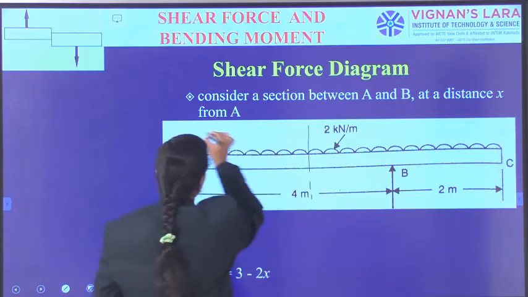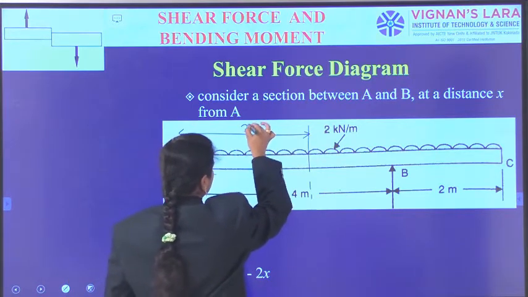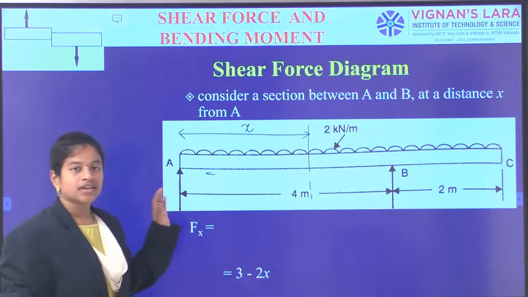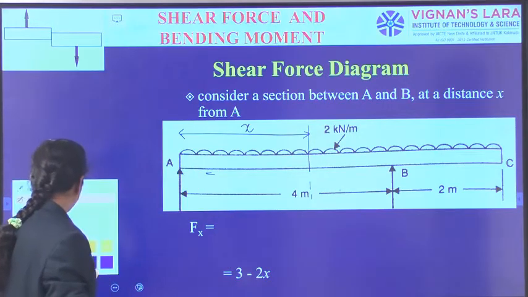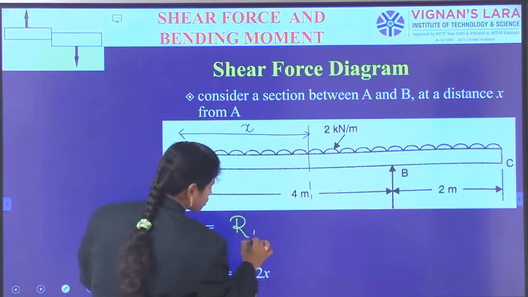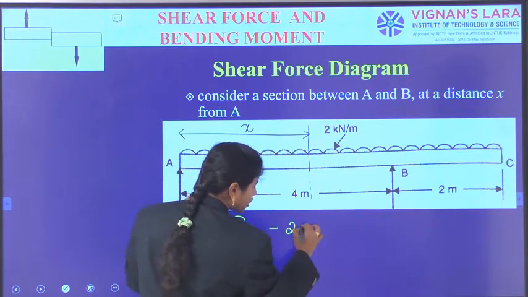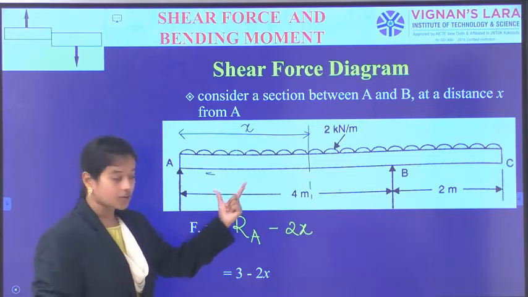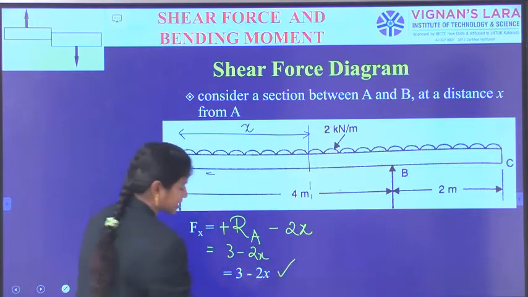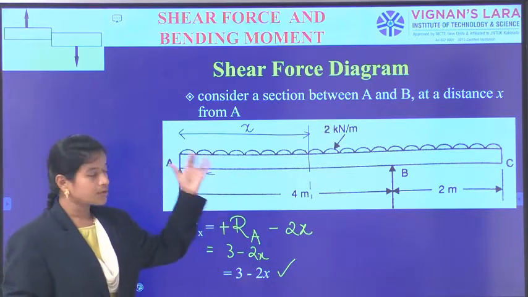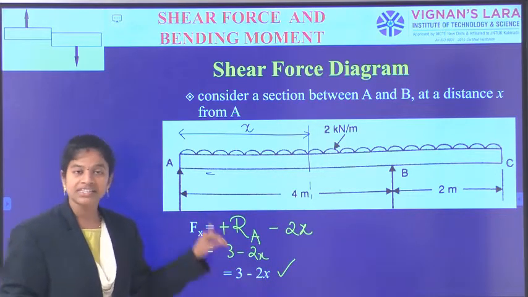So firstly, this is our section line. In between A and B, at a distance x from A, we are considering the first section line. Fx is equal to the summation of left side upward RA and the summation of minus left side downward, 2 into x, the intensity into the length of the UDL. RA, as we already know, is 3, and it is 2x. So 3 minus 2x is the Fx equation. So in between A and B, the shear force equation is 3 minus 2x.